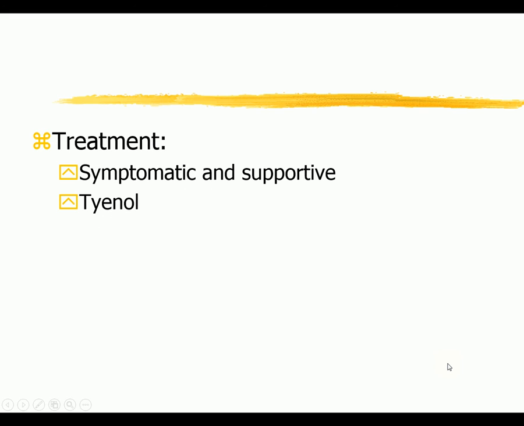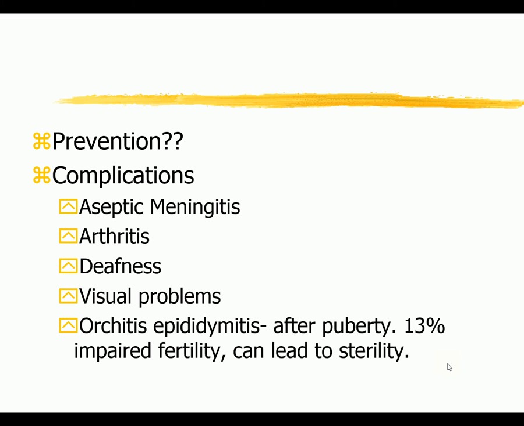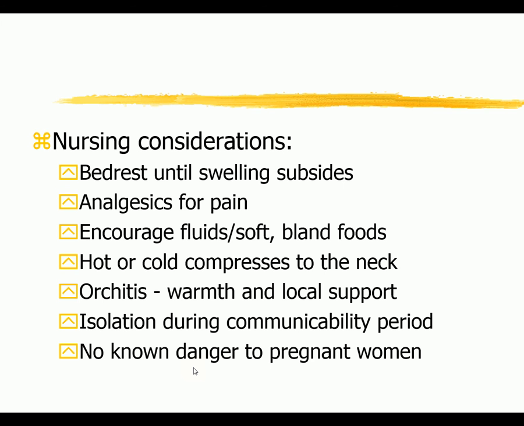Treatment is symptomatic and supportive because it is a virus, and treat with Tylenol. You do want to get this when you're younger, not when you're older, because of the complications. It can cause viral or aseptic meningitis, arthritis, deafness, visual problems, and particularly what's called orchitis and epididymitis. And this occurs after puberty, with about 13% becoming impaired and being sterile. So it can lead to sterility and fertility problems. So prevention is the MMR at 12 to 15 months, and it will not help after exposure.